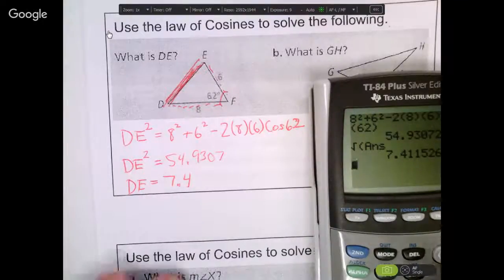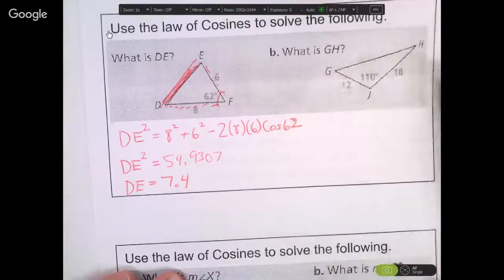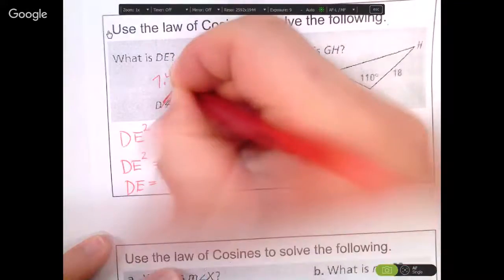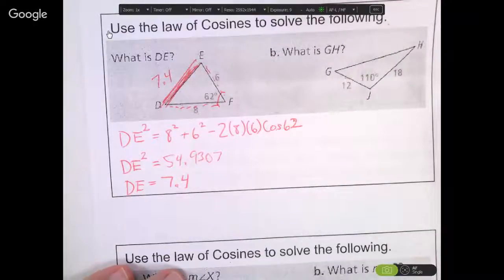And I may not say that this is to scale, but typically things are to scale. Does it look like this should be about 7.4? Okay. I also want to point out, what type of triangle is this? It's acute, right? Yeah. So these rules work on triangles that are not 90 degrees.